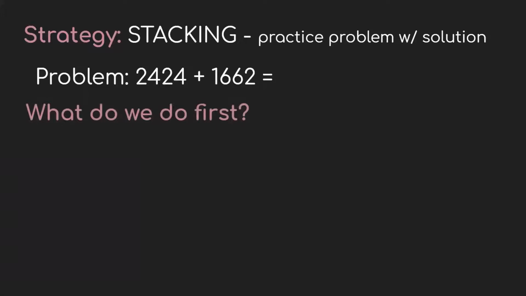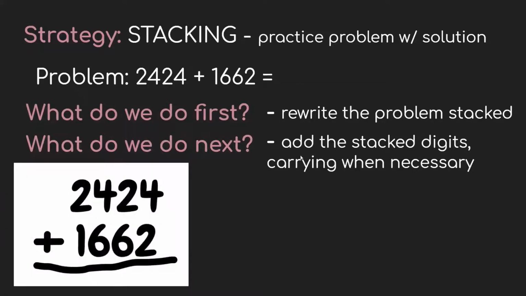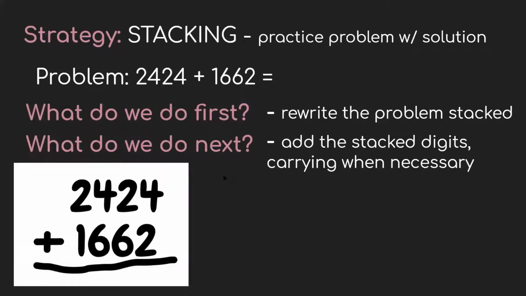The first thing we always have to do is rewrite the problem stacked when it's multiple digits. Then, what do we do next? We're going to have to add the stacked digits, carrying when necessary. How do we do this? We do this by starting from the right. So first, we have our equation written stacked on top of each other. Now we're going to add down starting from the right.